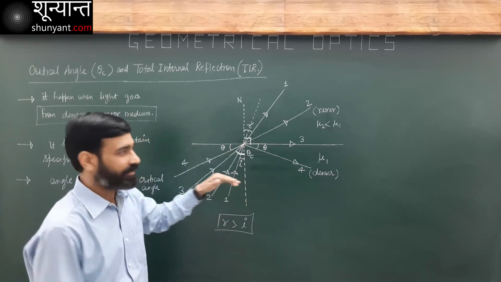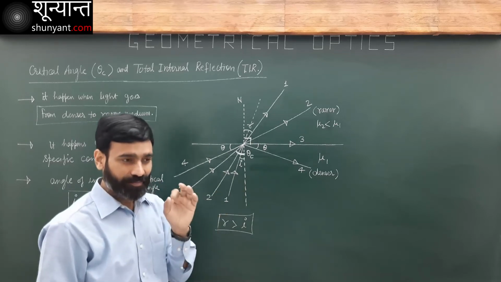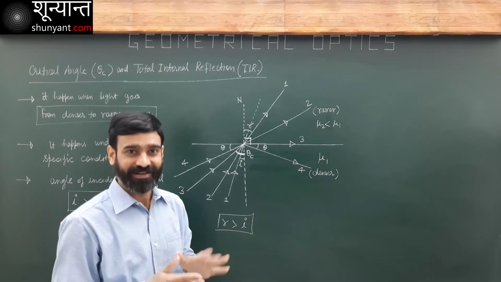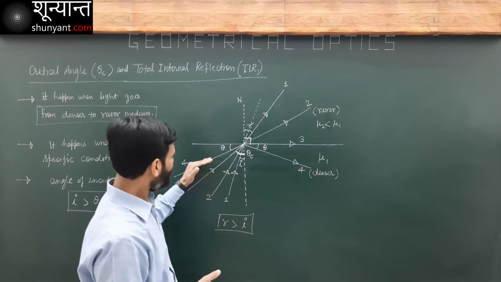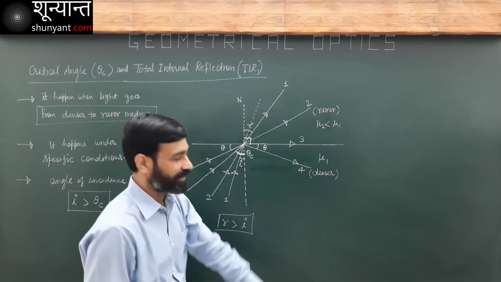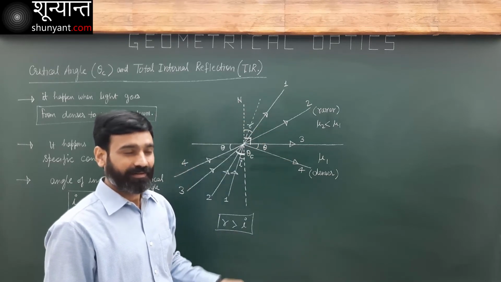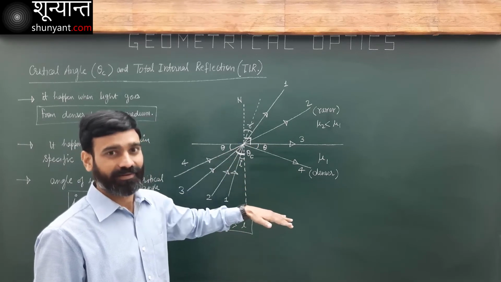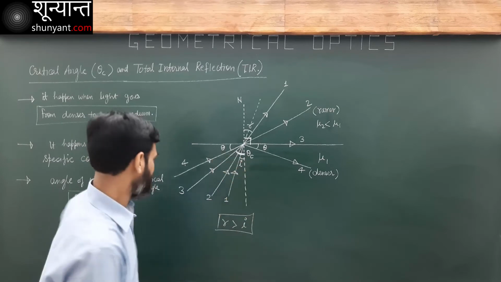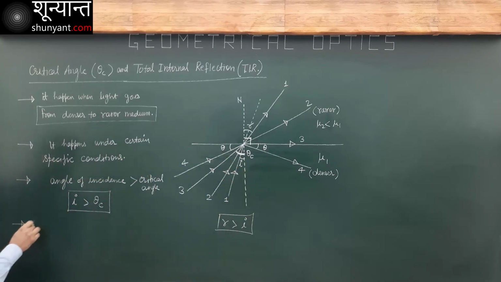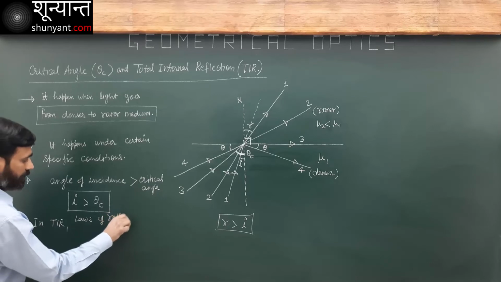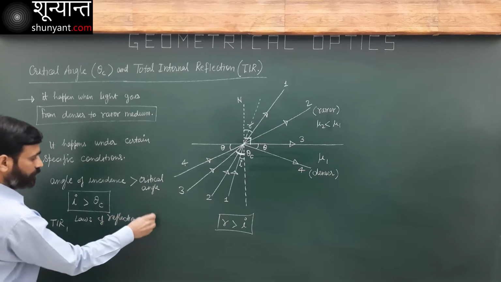When angle of incidence is more than critical angle, light comes back in the same denser medium. It is reflected. This interface starts acting like a mirror, a plane mirror. Light cannot enter into the other medium. It is reflected back in the same medium, and it follows laws of reflection. In TIR, laws of reflection are followed.